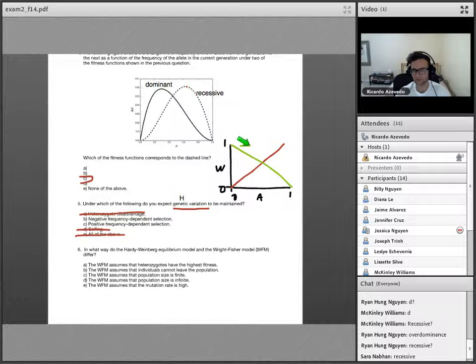So which one would maintain heterozygosity? Positive or negative? Again, as you look at these trajectories here, which one would maintain heterozygosity? Anyone? No one really? So does positive frequency dependent selection result in a maintenance of heterozygosity or not?